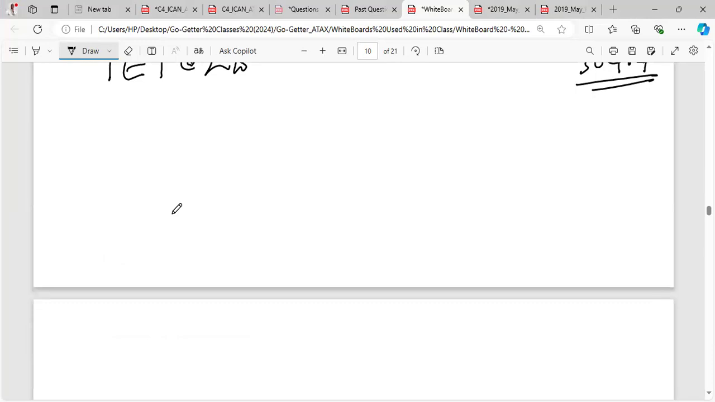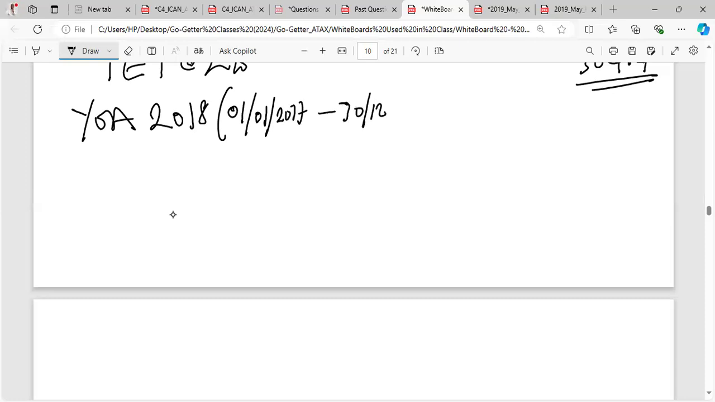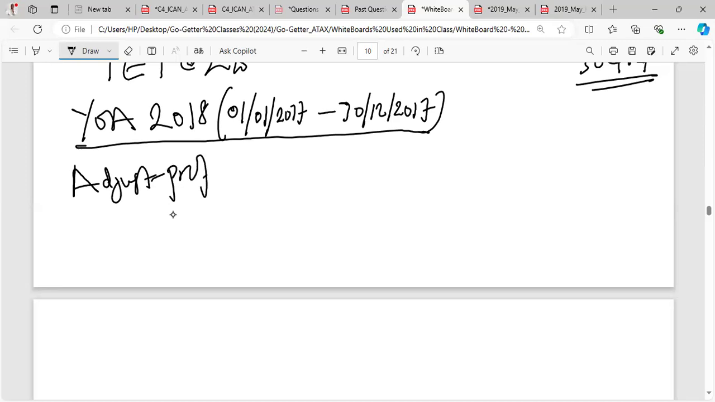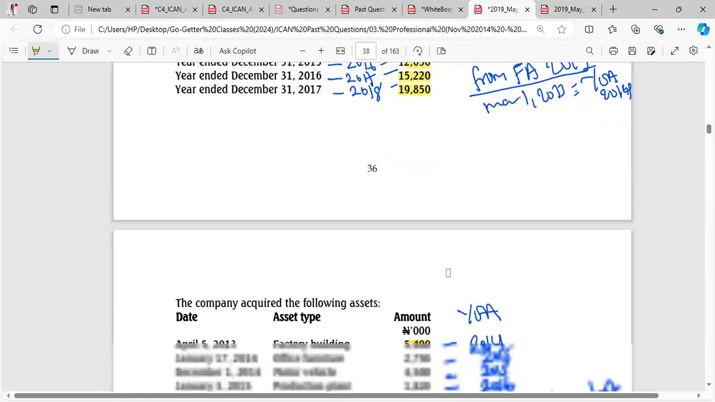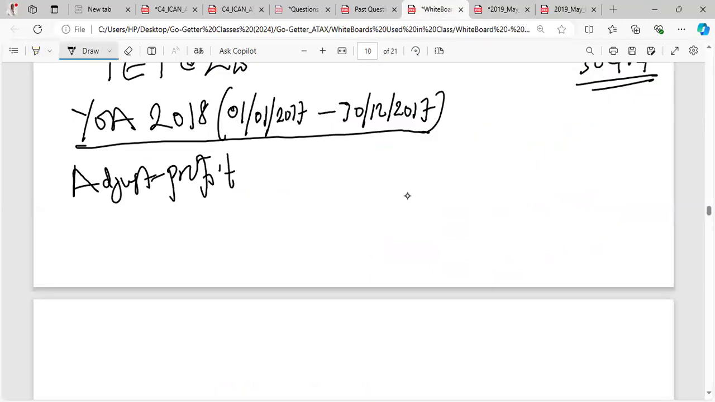Then we'll come to the last year, which is going to be year of assessment 2018. Basis period is January 1, 2017 to 31st December 2017. Then we have our adjusted profit. How much was that figure? 19,850. So I'll write it down here. 19,850. Okay, so I will say less capital allowance.